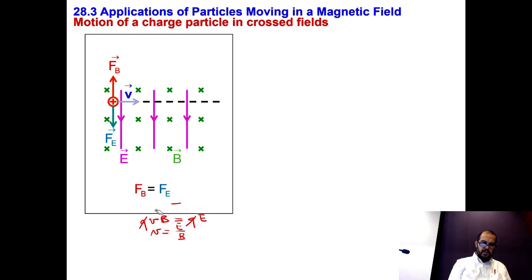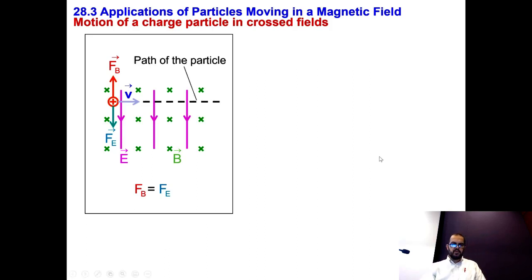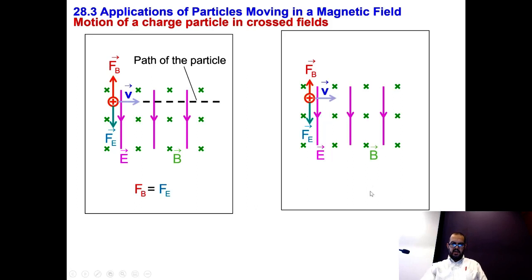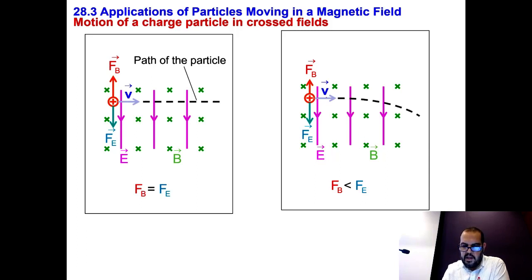Now, if the forces are not equal, they do not cancel each other, and there will be a deflection. So this is another case. Here we are assuming that the electrostatic force is larger than the magnetic force. This force is larger, so we expect the particle will bend and move in this path, because the electric force is larger. And vice versa: if the magnetic force is larger than the electric force, then the particle will deflect in the other direction.